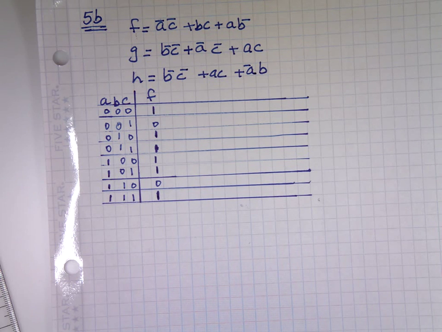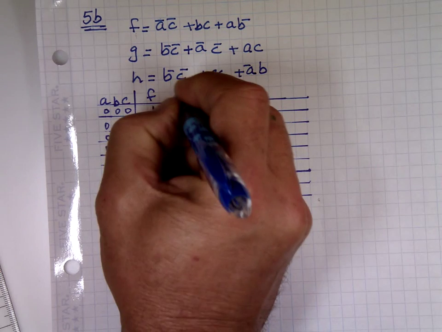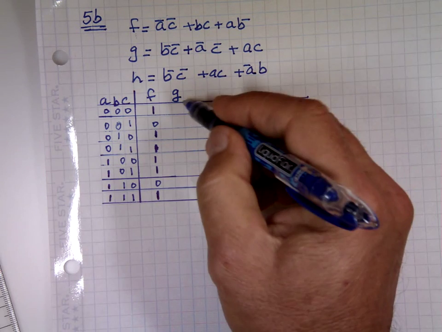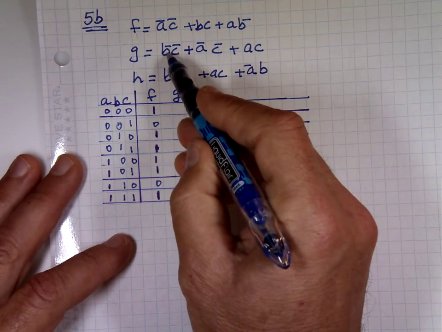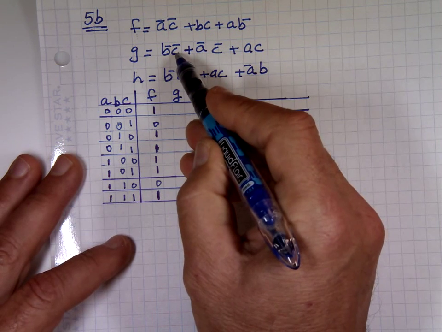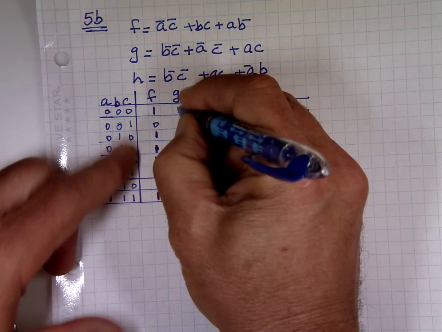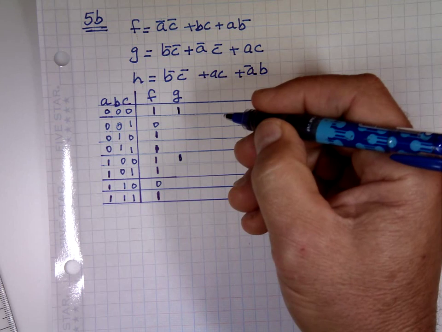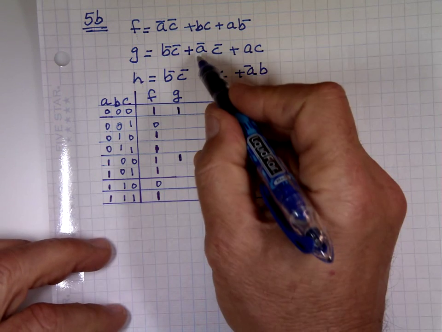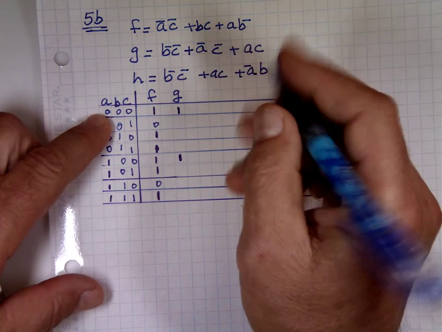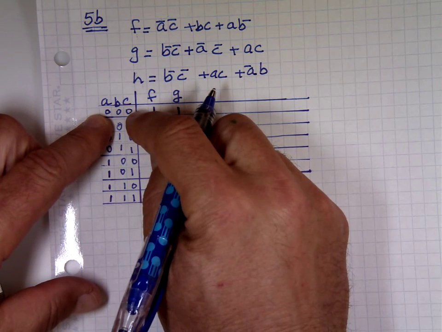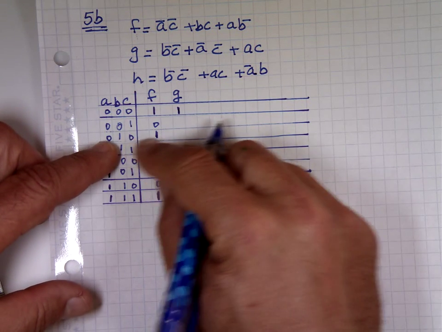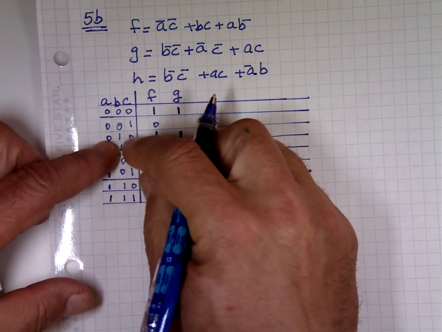Let me look at G. I'll put the G here and see if they are equal. G is going to be a value of 1 when what? B is 0, C is 0. That's the only places so far. Or when A is 0 and C is 0. That's the same one, right? So I already have a 1. A is 0, C is 0, that's this one. It looks like that's it.